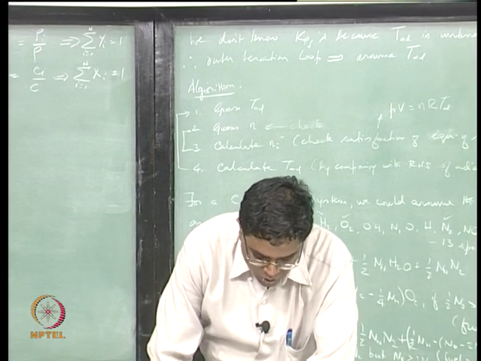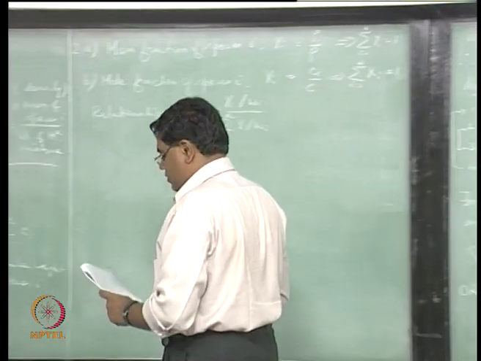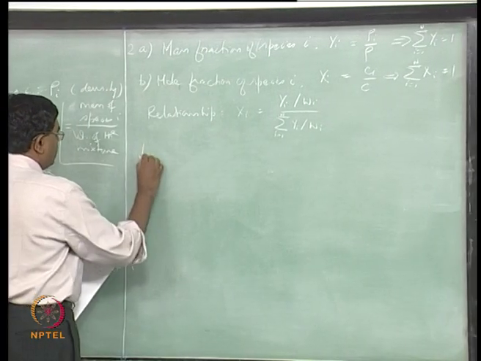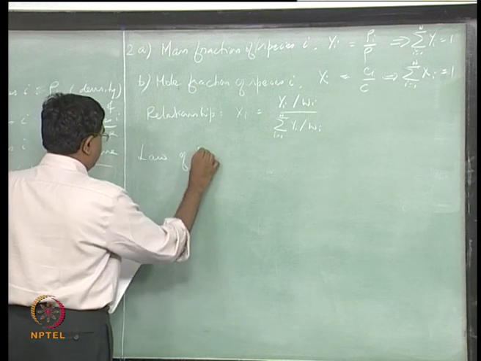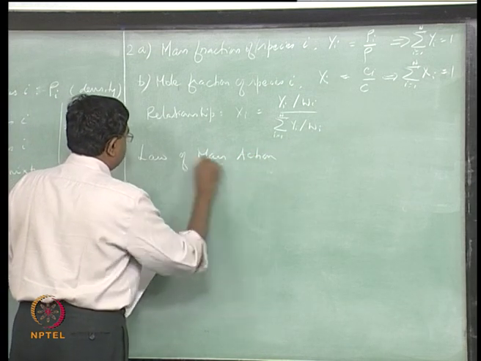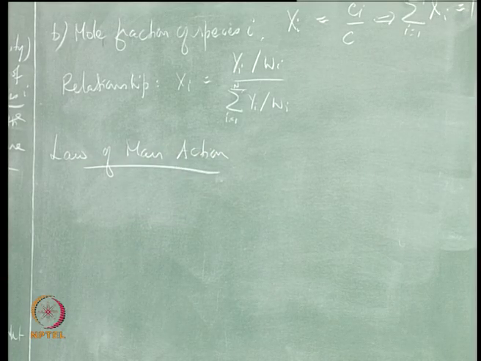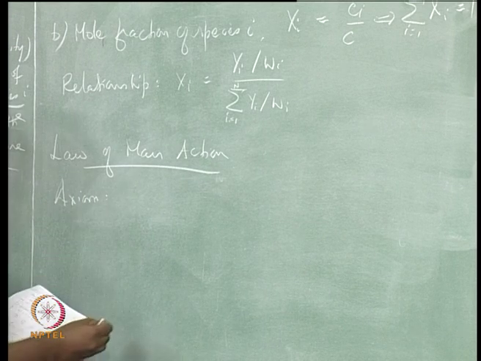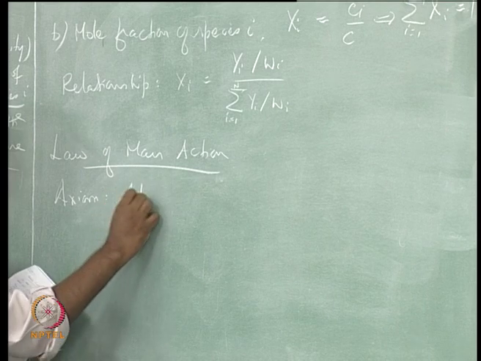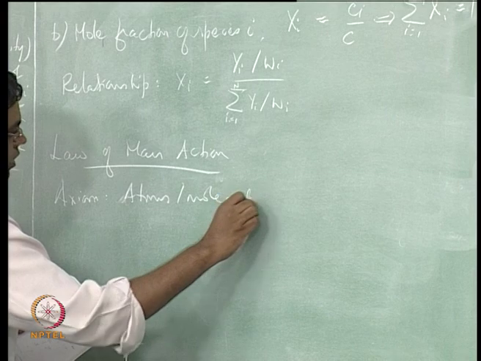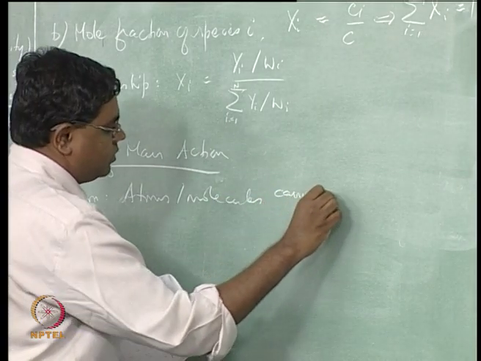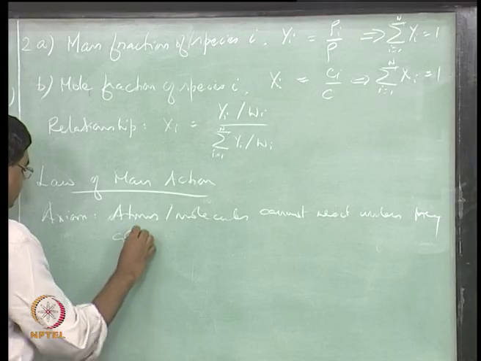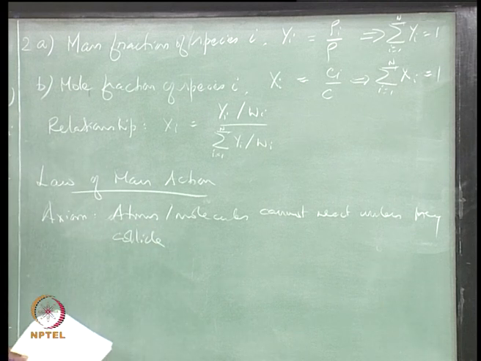and right now what I am going to do is to only bring in some notation. So we now talk about what's called the law of mass action, and the axiom that you're working with is atoms and molecules cannot react unless they collide. There are exceptions to this.